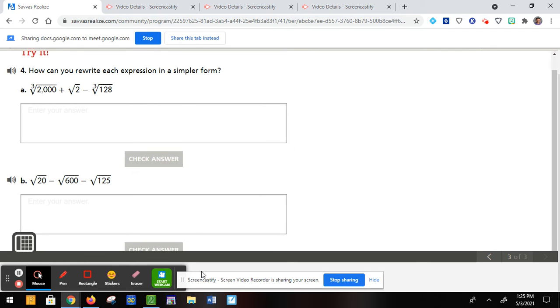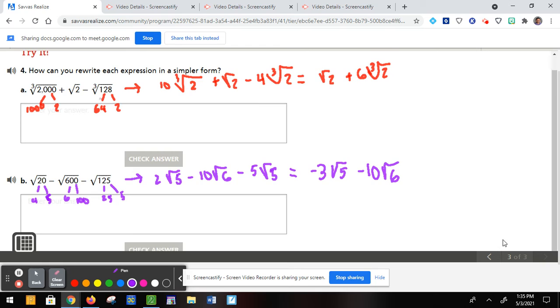All right, you got 2 try it questions here, so pause it, try it, and come back and compare answers. So part A up here in red. Both of these, you're going to simplify each radical individually first, and then multiply, and then add or subtract them together.